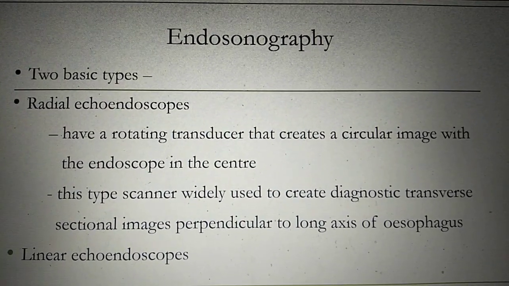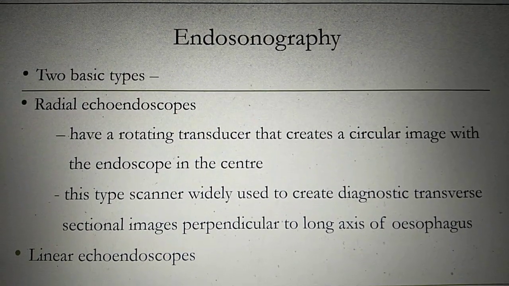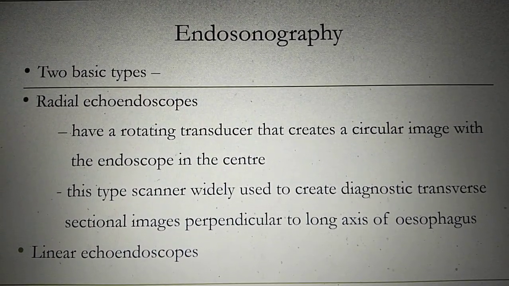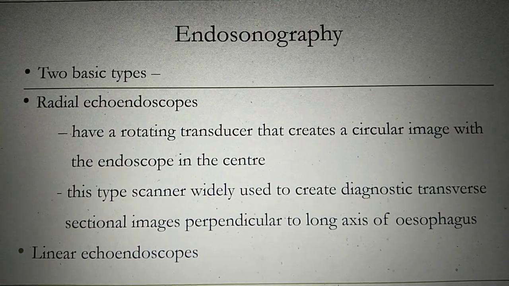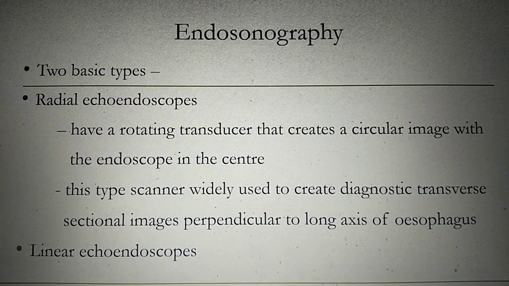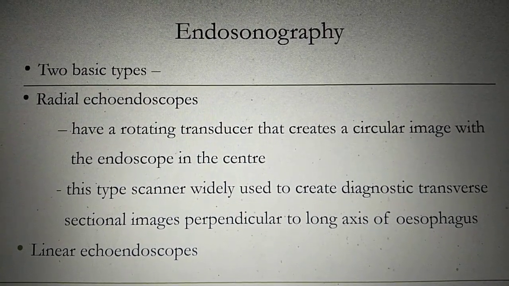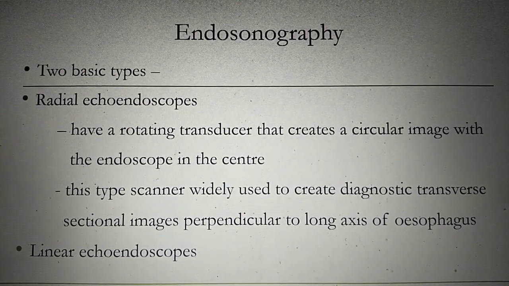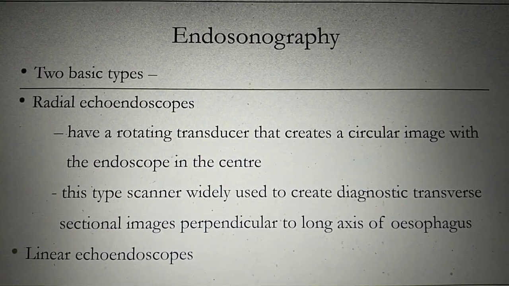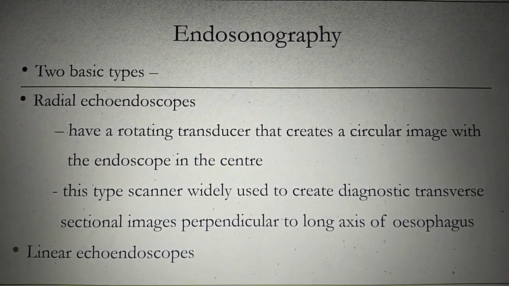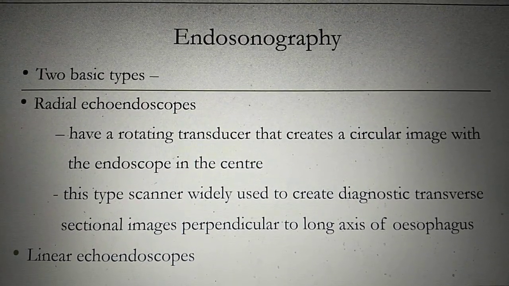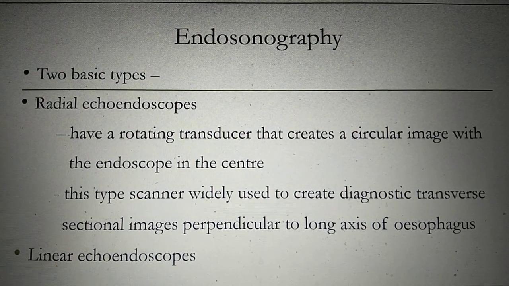Basically, in endosonography, there are two basic types. One is radial echoendoscope, and the second one is linear echo endoscope. As the name suggests, echo is related to the ultrasound, and endoscope is used to visualize internally. The combination of this is echo endoscope.